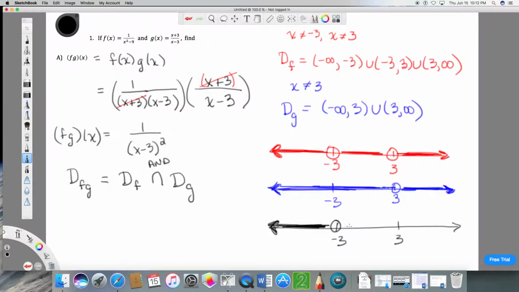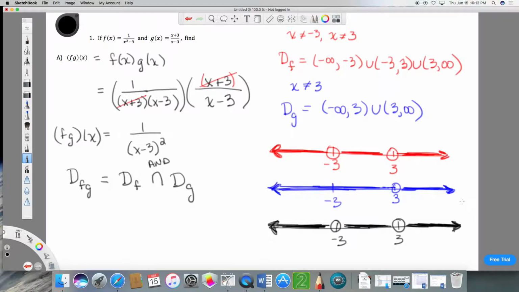-3 is not shaded. And +3, for the same reason, is not shaded because it's not in either one of those sets. But all of these numbers that are between there are in both sets. So they're in the intersection. And all of the numbers greater than 3 are in both of these sets for the domain of F and the domain of G. So they're in this intersection.